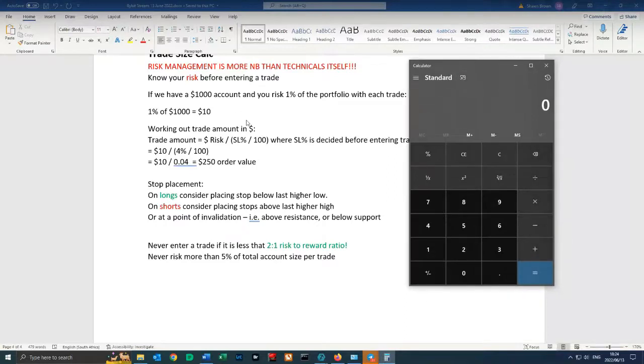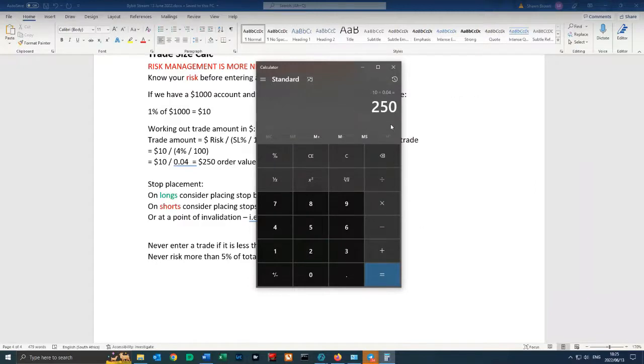So coming back to my calculator, I'm going to take $10 divided by 4% divided by 100, which is 0.04. That's what my trade size should be, $250. If I use 1x, then my order cost is going to be $250. If I use 10x, my order cost is going to be $25. So that's the way that I work it out.